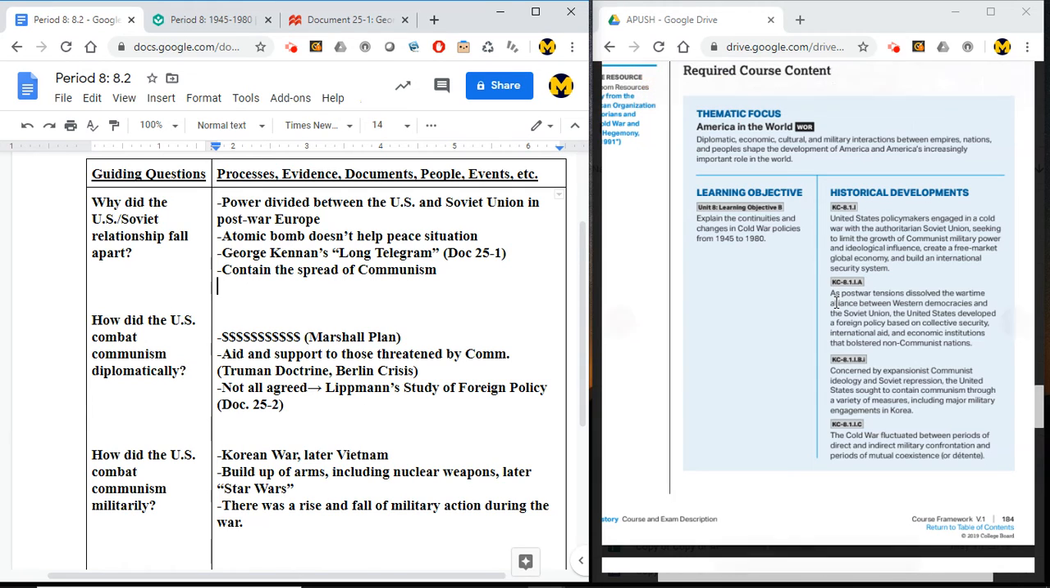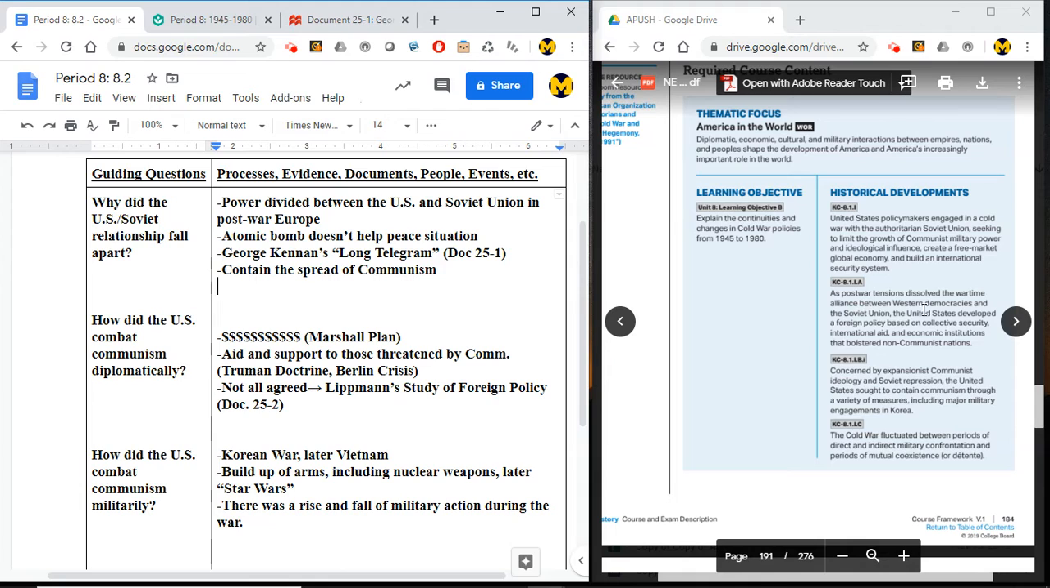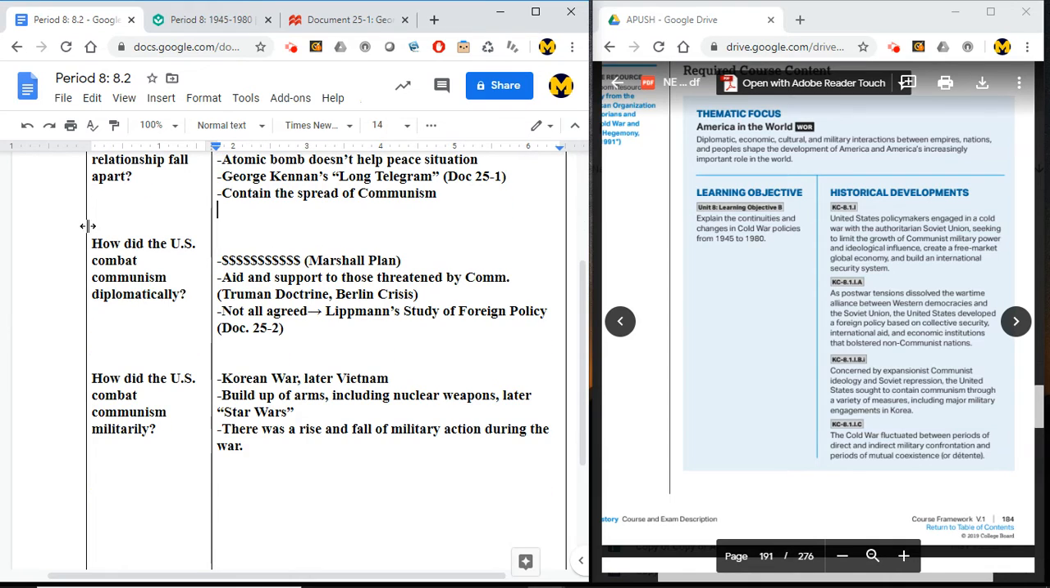Okay, next development here. As post-war tensions dissolved the wartime alliance between Western democracies and the Soviet Union, the U.S. developed a foreign policy based on collective security, international aid, and economic institutions that bolstered non-communist nations. Don't need to spend a lot of time on this. I've included a few examples here. The question I posed was, how did the U.S. combat communism diplomatically?